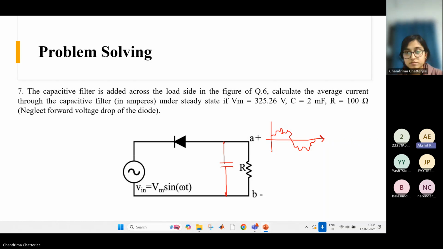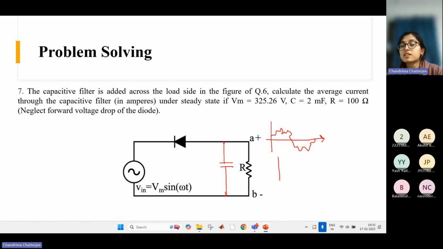Vm sin omega t is the signal expression, right? But what is the average value of this signal? No. Average value is basically the DC value. What is the DC value? The DC value of a pure AC signal is always 0. There is no DC component.